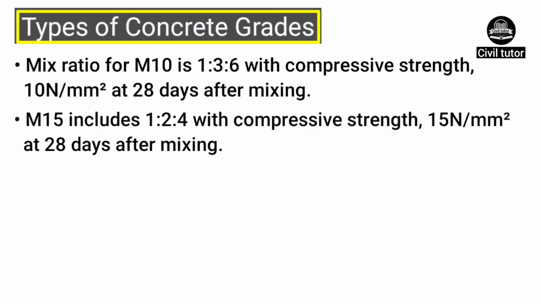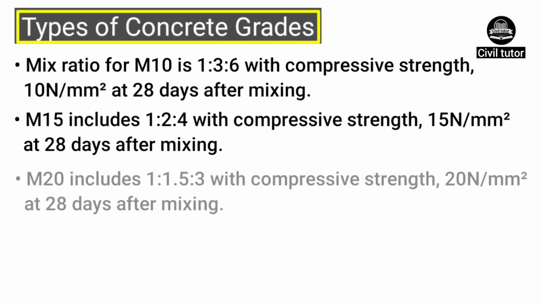M15 grade of concrete includes a mix ratio of 1:2:4, in which 1 part of cement is mixed with 2 parts of sand and 4 parts of coarse aggregate. For M20 grade of concrete, the mix ratio is 1:1.5:3, in which 1 part of cement is mixed with 1.5 parts of fine aggregates or sand and 3 parts of coarse aggregate. This type of grade has a compressive strength of 20 Newton per mm square at 28 days.